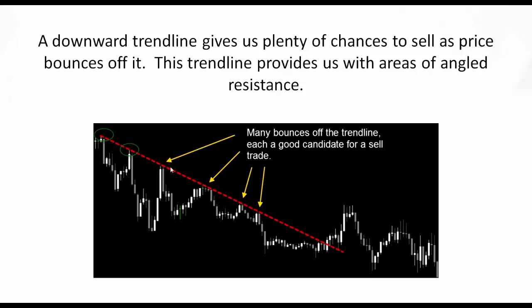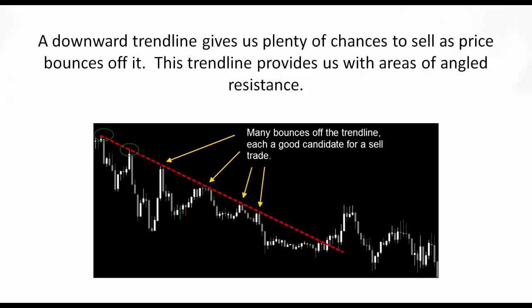So these circles, we have point 1, point 2. This is going to give us those first 2 that give us the trend line. So from there, we can draw the trend line. And then we have another bounce off the trend line, a bounce off the trend line, a bounce off the trend line. It's happened 1, 2, 3, 4 times after that established trend line.